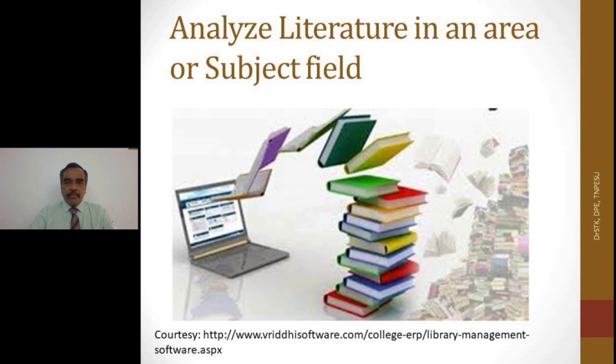The next one is analyze literature in an area or subject field. Say, for example, your area may be physical education, sports coaching, or yoga. You can read and analyze what literature is available related to your research area, a generalized area like physical education, and what journals are available. You can read what websites are available to show the already completed research works. With generalized reading and analysis of the literature, you can locate your research area. You can locate your research question by reading and analyzing the literature in an area or subject field.